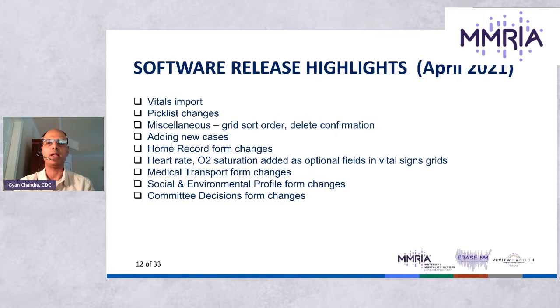First, I want to share some high-level changes included in this release. With MMRIA Release 2.4, CDC technical staff now have the ability to upload vital records data into a jurisdiction's instance of MMRIA, which I will describe shortly. We also made changes to various pick list options for selected MMRIA fields and added new fields across most forms, including the home record, the medical transport form, social and environmental profile, and the committee decisions form. The next few slides will provide more details about these changes.